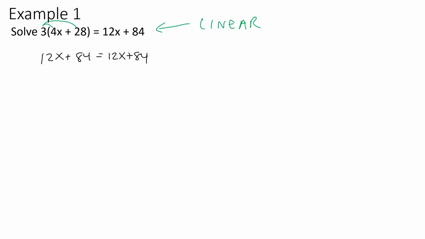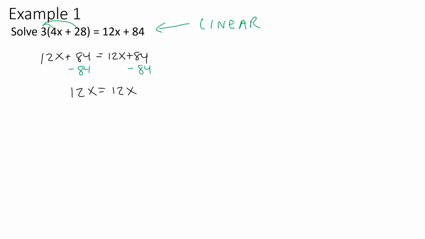Some of you may be able to identify at this point that this exact same quantity on the left is on the right as well. If you didn't notice that, then maybe you would subtract 84 from both sides, and that gives you 12x equals 12x. Again, we identify that the same quantity is on the left-hand side as on the right-hand side.